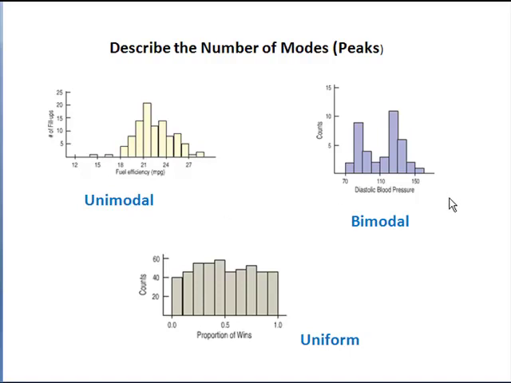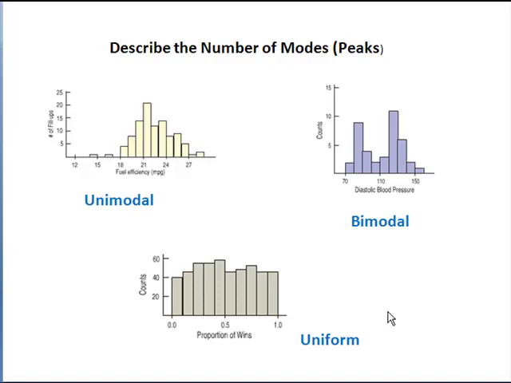It is possible to have a histogram with two modes. Suppose your sample includes persons that are both young and old, and your histogram displayed diastolic blood pressure. There may well be one peak for the younger persons and another peak for the older persons, since blood pressure does seem to increase with age. We call histograms with two peaks bimodal.